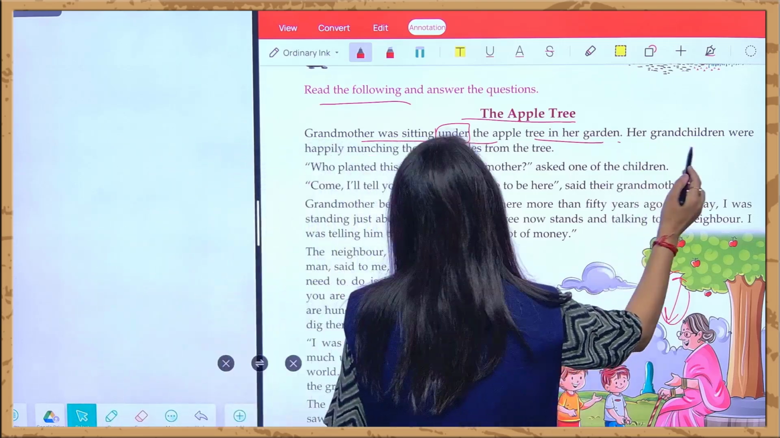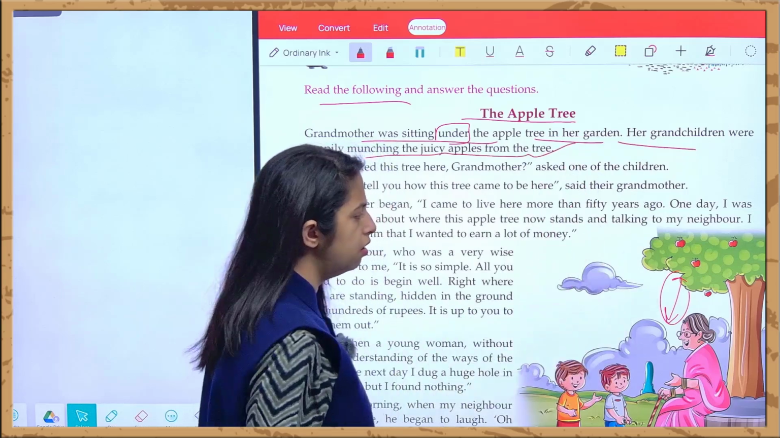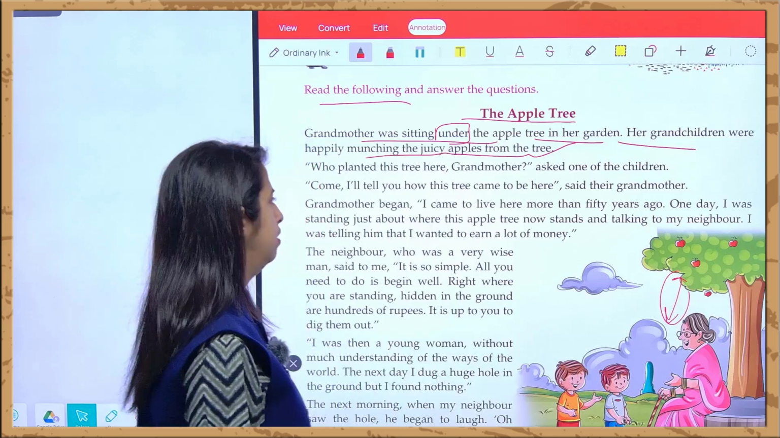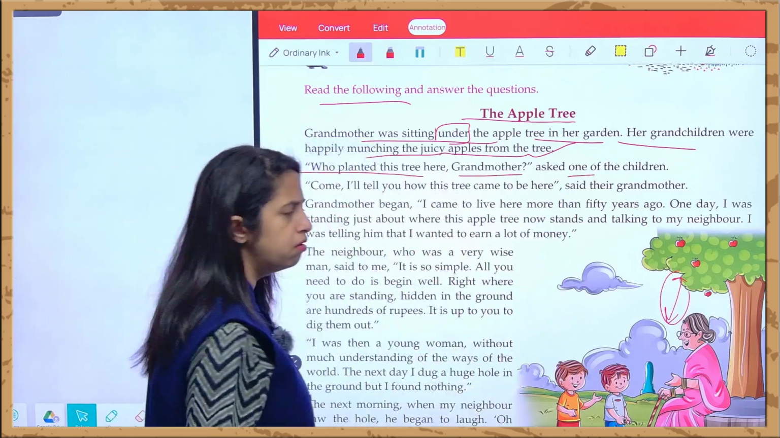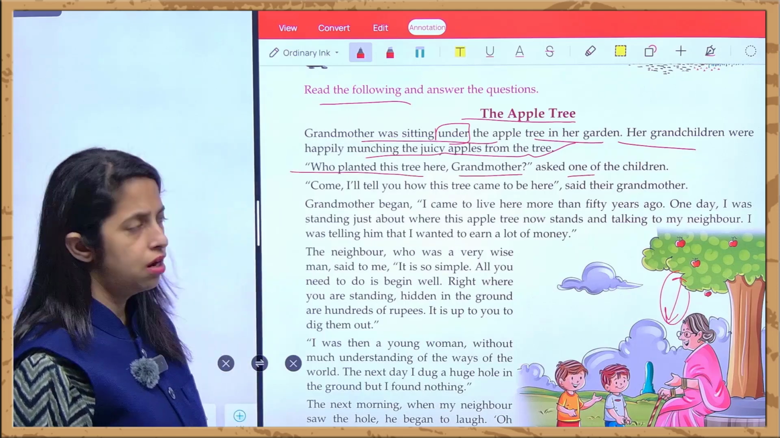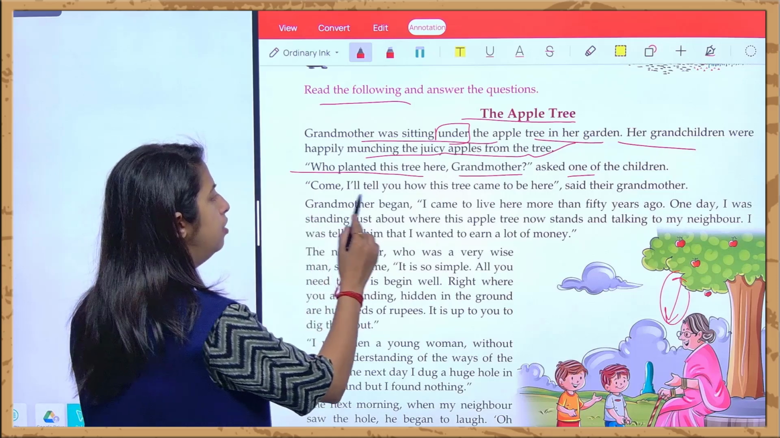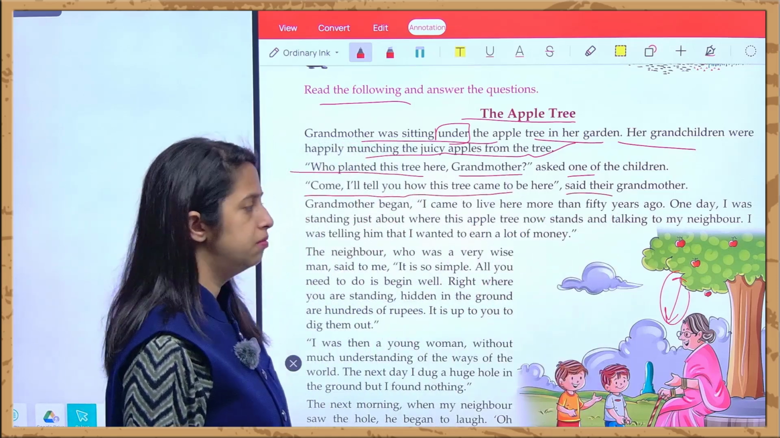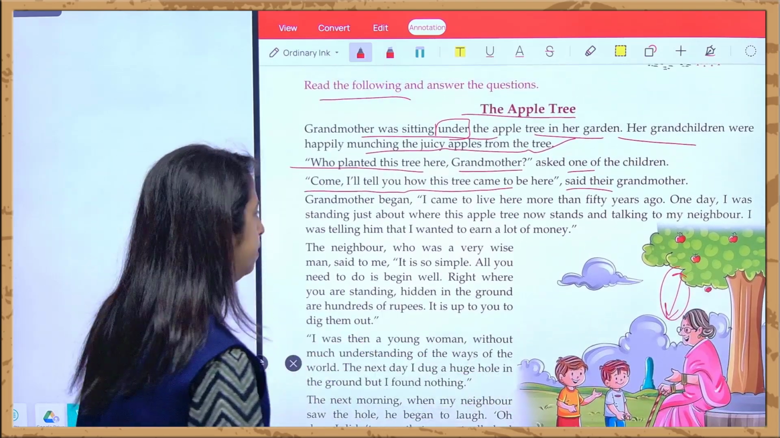Her grandchildren, they were happily munching the juicy apples from the tree. वो क्या कर रहे थे, इस ट्री से ये एप्पल्स निकाल के मंच कर रहे थे, खा रहे थे, ठीक है. Who planted this tree here? Grandmother asked one of the children. One of the children, he just asked her grandmother कि ये पेड़ किसने लगाया है. Now come, I'll tell you that how this tree came to be here, said their grandmother. Grandmother is saying that please come here, I'll let you know कि ये पेड़ किसने लगाया.